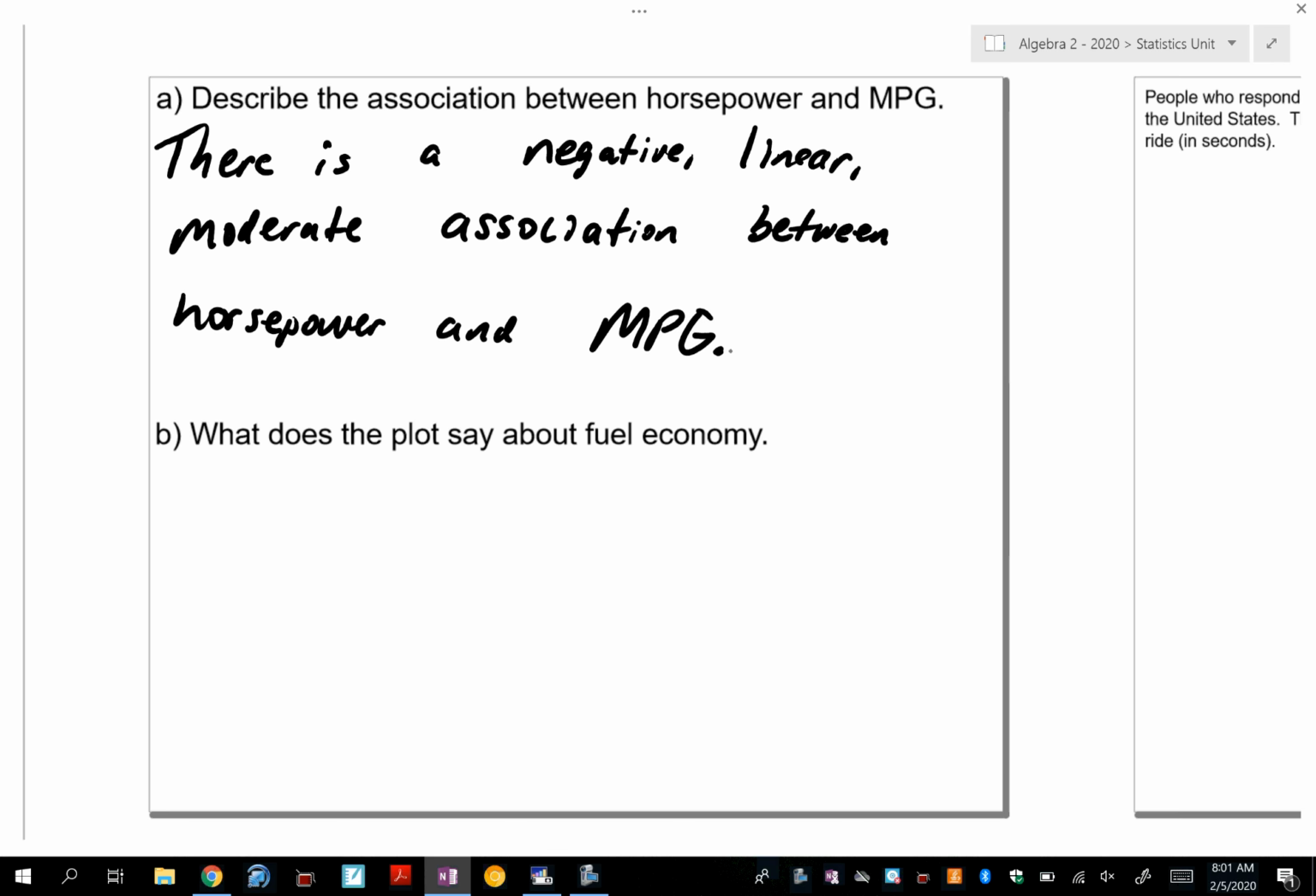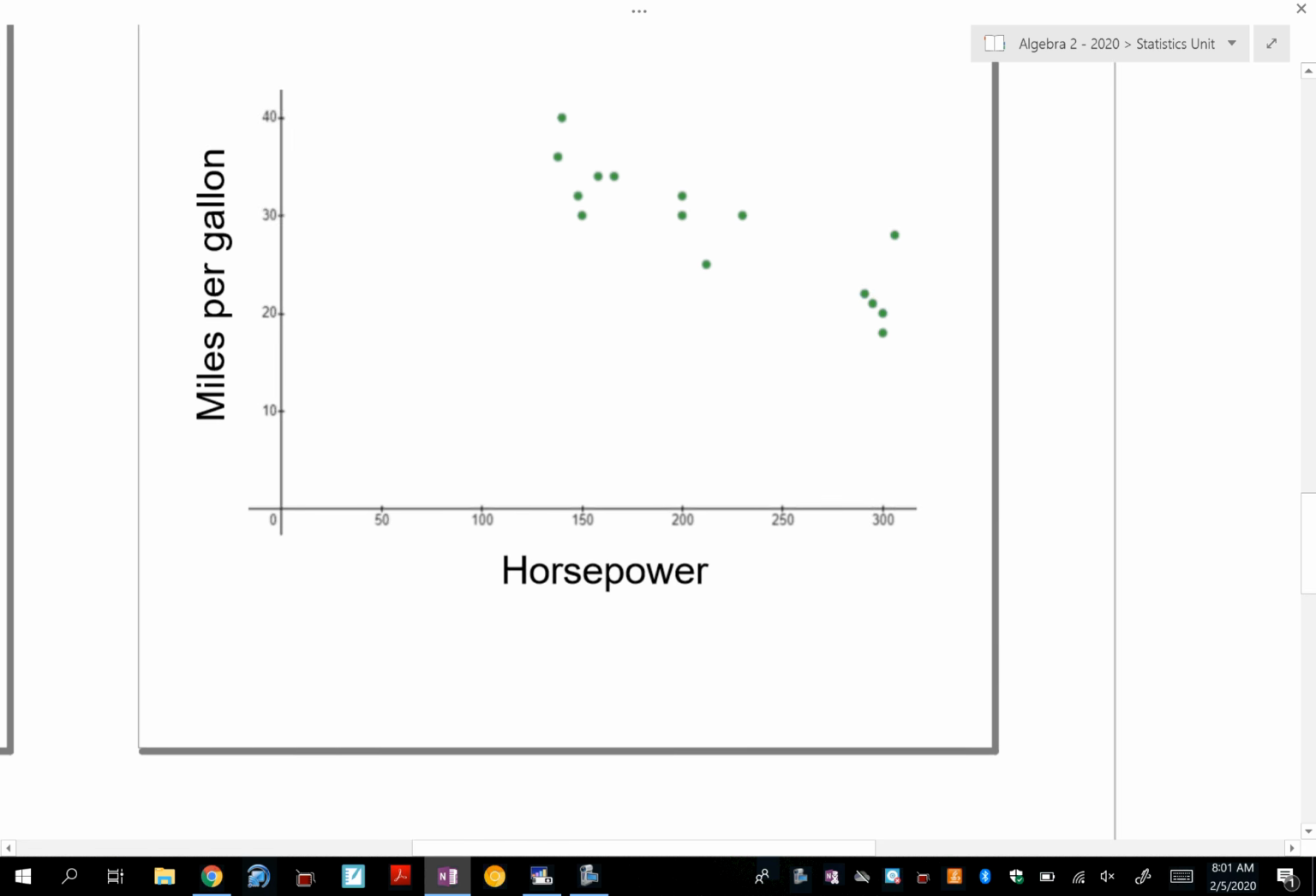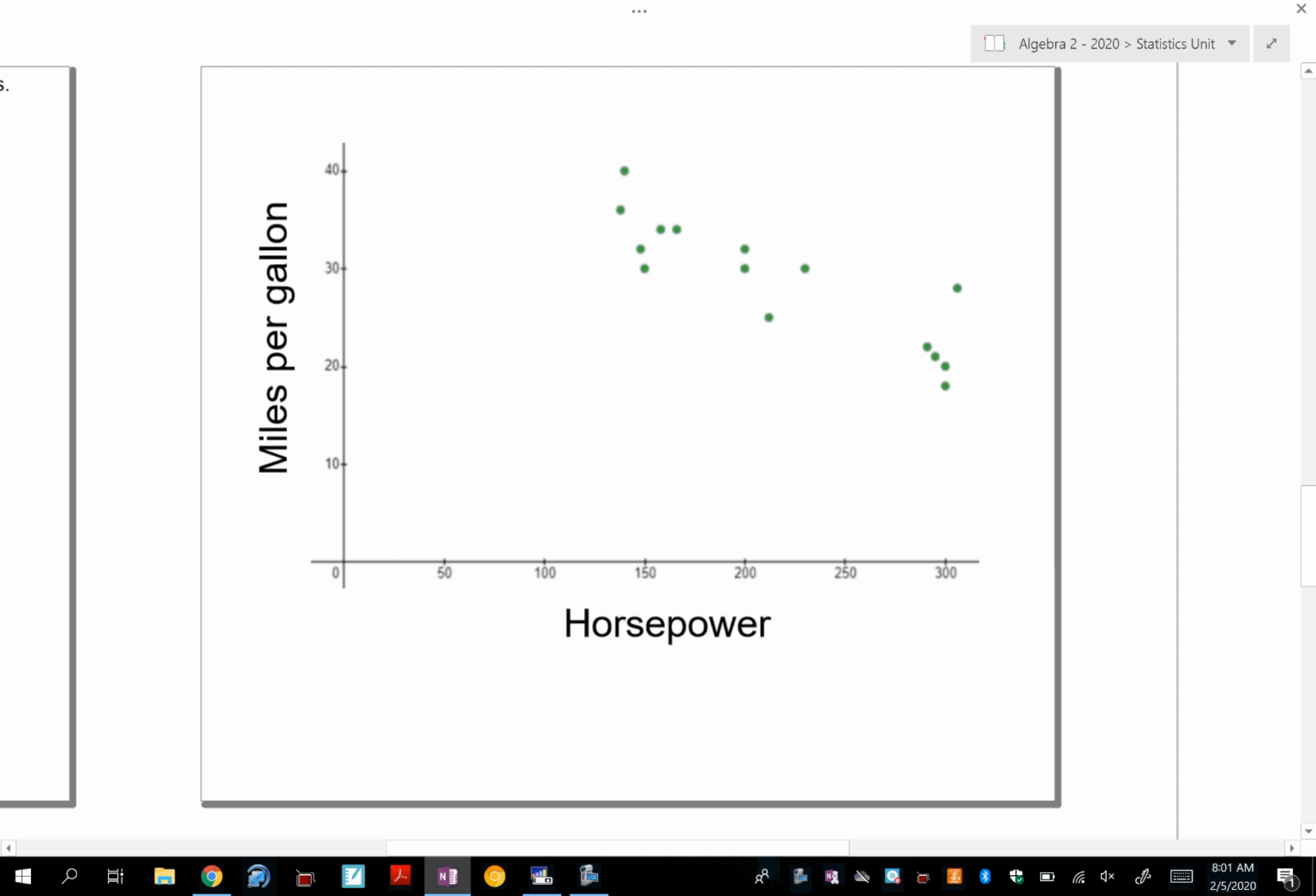Okay, so what does this plot say about the fuel economy of a car? What do you think? Oh, it's higher for the less amount of horsepower. Can you try again with like a complete sentence? No. Okay.